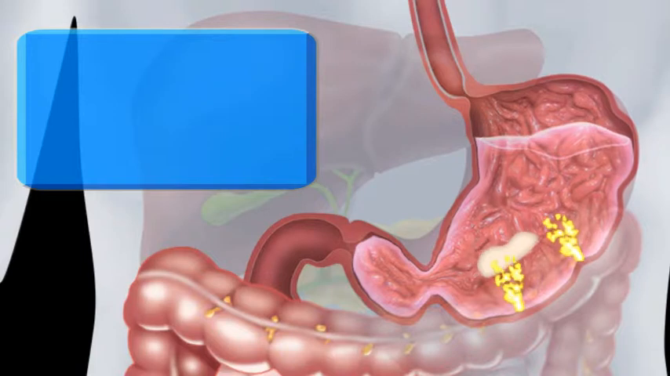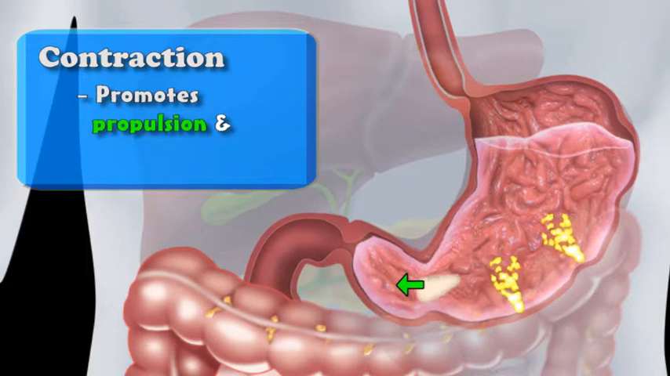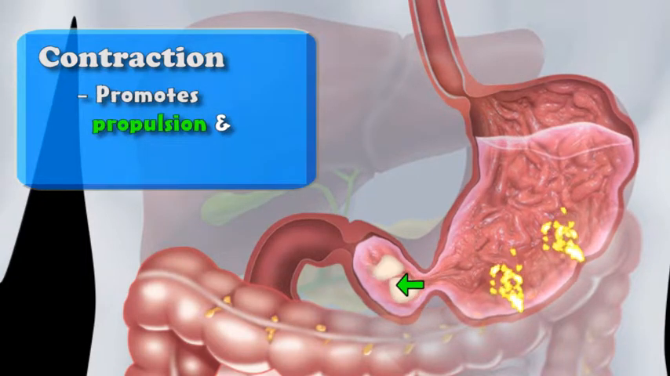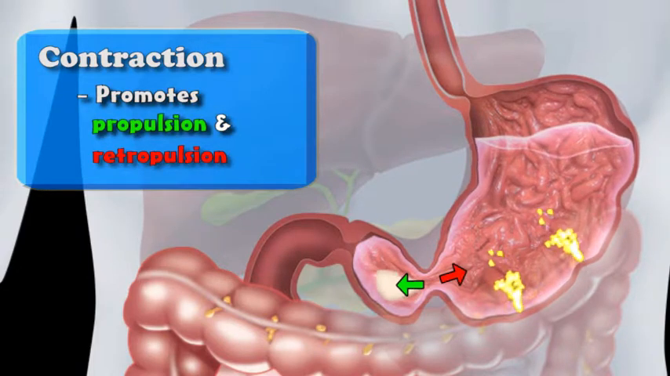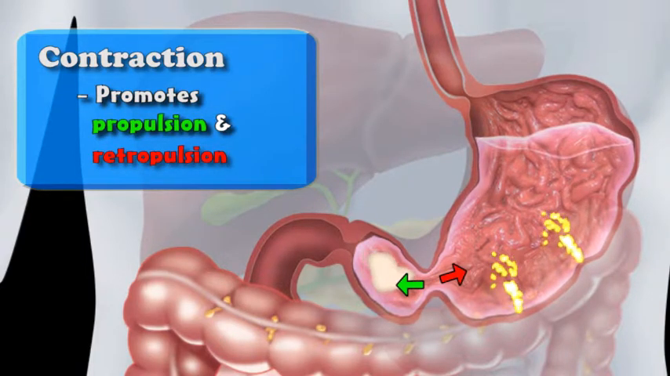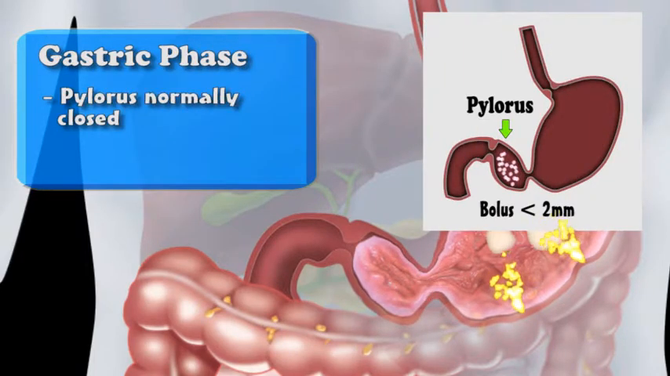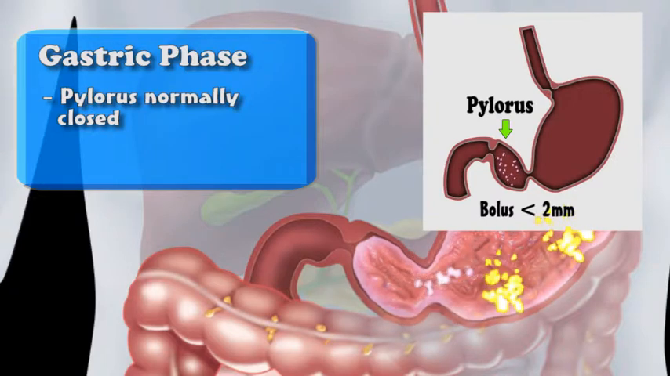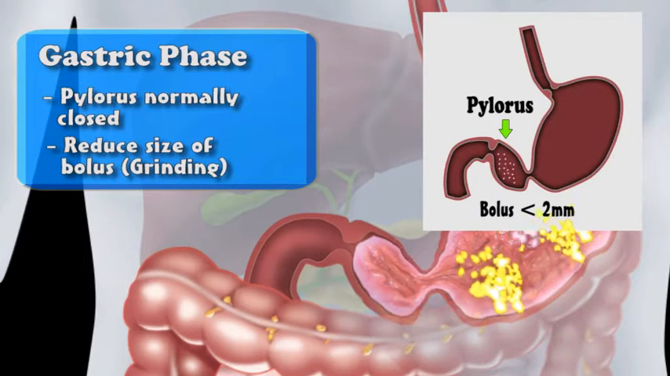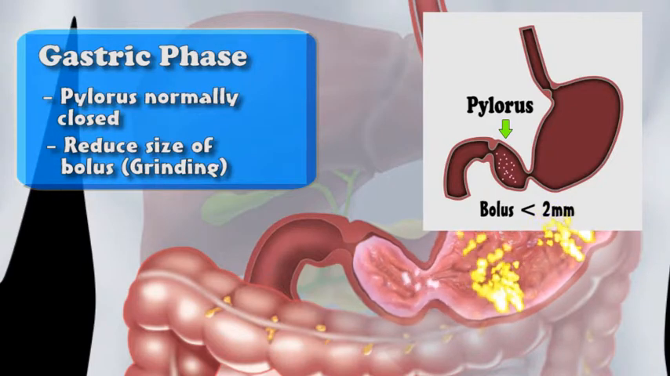The thicker muscles of the antrum allow it to produce strong peristaltic contractions. These contractions, initiated by the slow wave, begin in the mid-portion of the stomach and move toward the pylorus. The strength of this contraction varies during the postprandial period. In the gastric phase, the pylorus is usually closed and the contractions serve to mix the gastric contents, reduce the size of solid particles, a process termed grinding, and empty the stomach contents into the duodenum.